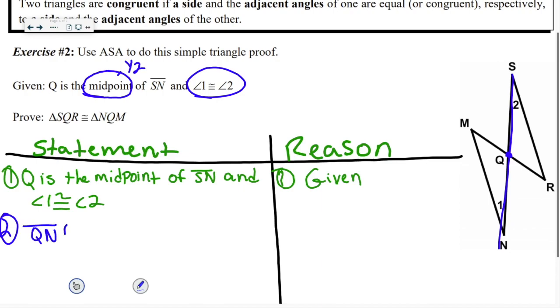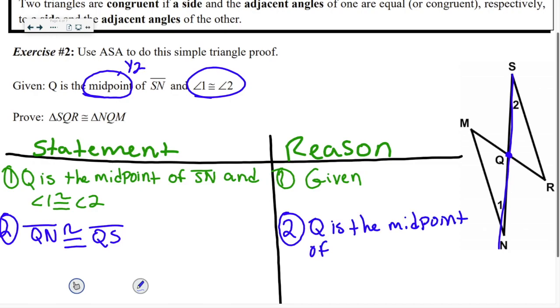QN is congruent to QS. Right? And the reason for that is because Q is the midpoint of SN. Perfect. Okay, so far, let's mark our diagram here. We have a midpoint, so we have these two sides are congruent. That's how we mark sides being congruent. And then angle 1 and angle 2 are also congruent.